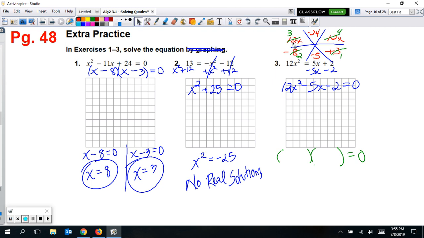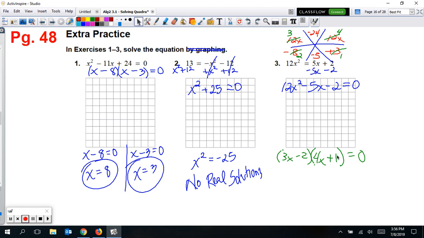So now we're going to put our answers down here, or as far as fill in the binomials. The first binomial can be 3x minus 2. So 3x minus 2 from this side. And the other one can be 4x plus 1 from the other side. And that gives us the two binomials.